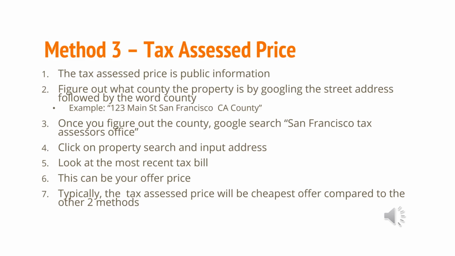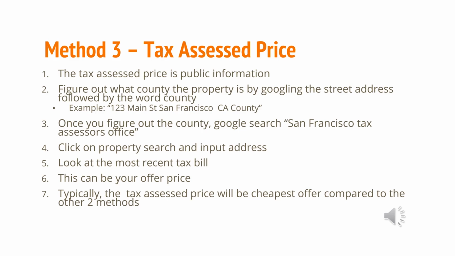What you have to do is Google the street address followed by the word county to figure out which county the property is in. For example, if the address is 123 Main Street in San Francisco, California, add the word county at the end and hit search on Google. Once you figure out the county, then you just Google San Francisco Tax Assessor's Office, whatever county that is, followed by Tax Assessor's Office. Click on the property search and input the address and look at the most recent tax bill. For example, the most recent would be in 2022. And this can be your offer price.